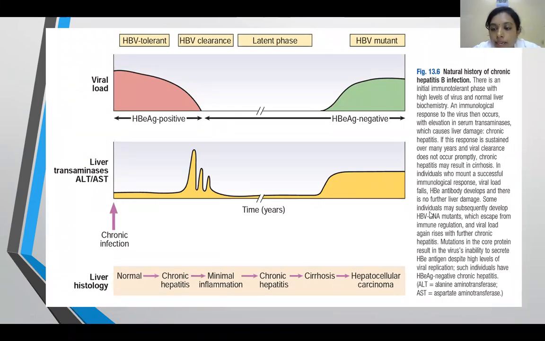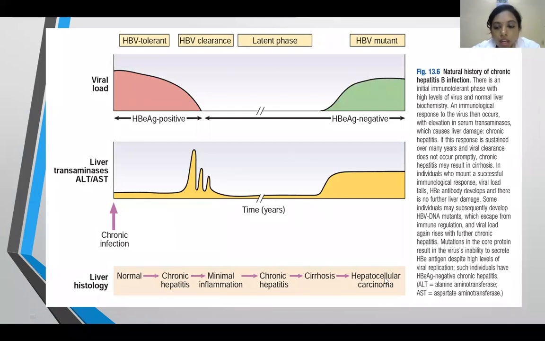Some individuals may subsequently, so this is the normal phase, the normal course or history of where hepatitis B virus leads to another phase. This phase is hepatitis B virus tolerant, then HBV clearance, as I told you, and over years the enzymes are down and the viral load is also down. That is, the host is having an active immunological response where there is antibody development. There it is known as the latent phase and HB antigen negative. This is known as latent hepatitis. This is sometimes dangerous because they are carriers.